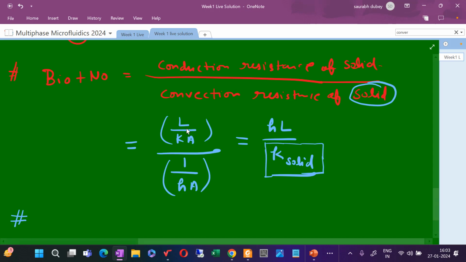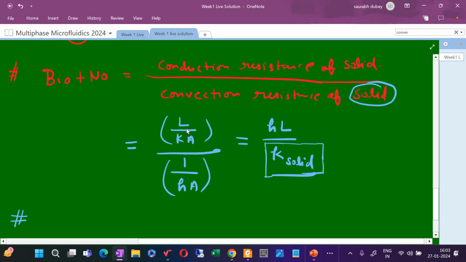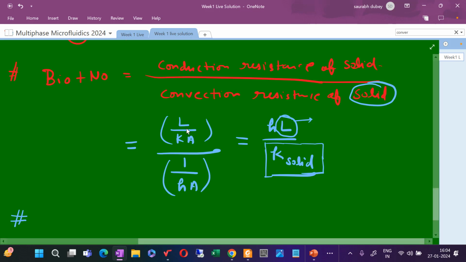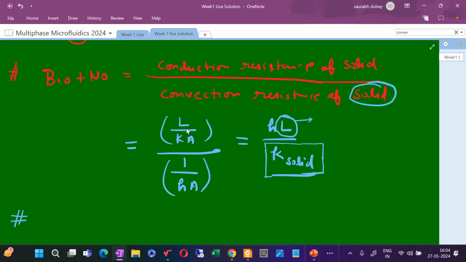Now, I was talking about this L. The choice of this L is also very crucial. For a very standard body, we easily get that. If a cube is there, there is no problem. But if a cuboid is there, depending on which face is facing the convective cross sectional area, we have to choose accordingly.